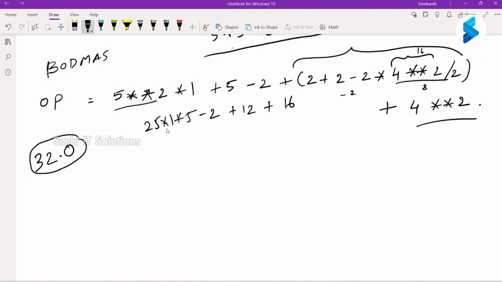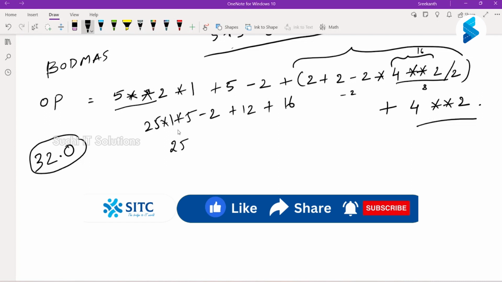Again, as per the priority, it is the multiplication. 25, then it is all addition subtraction. It just goes by the order. 25 plus 5 is 30. 30 minus 2 is 28. This was minus 12, right? Okay, 25 minus 12, then plus 16 will actually lead to 32. Right? Can we quickly try this? So this portion is clear, right?